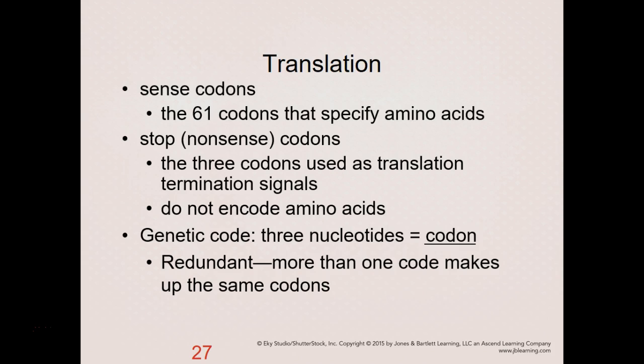This actually gives us 64 different codes, 61 code for amino acids, and 3 are stop codes. This makes the genetic code very redundant. And that's important because that means when we do have a mutation, in general, the mutation can be considered a silent mutation.